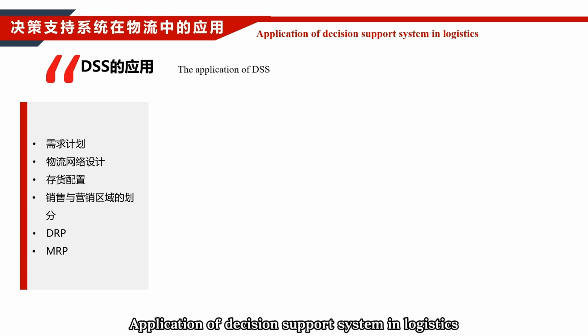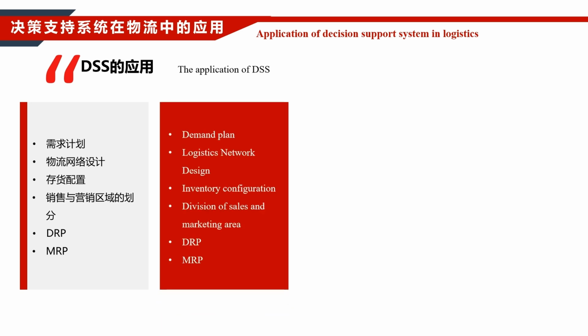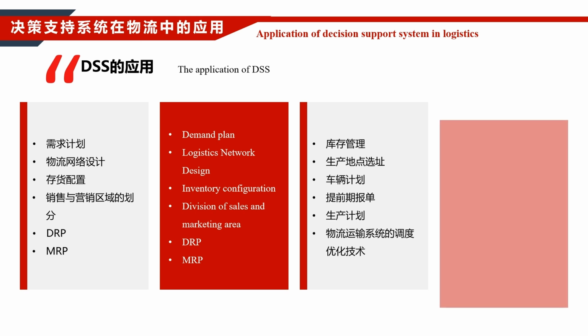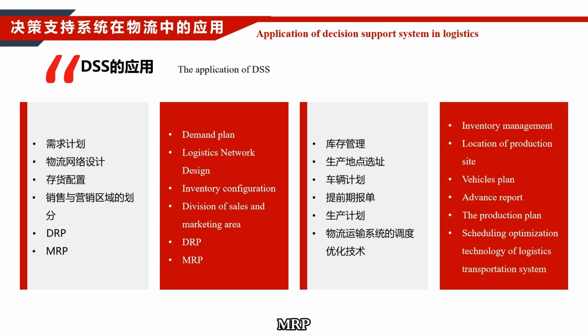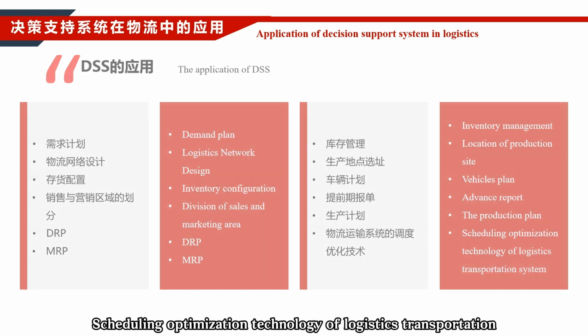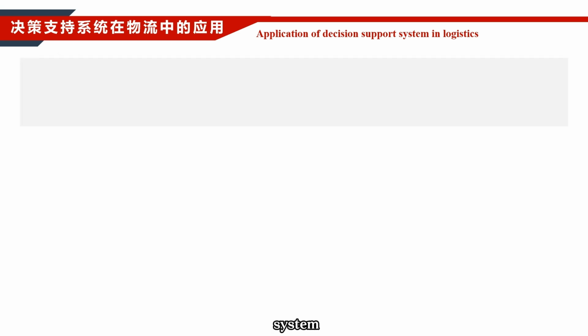Application of Decision Support System in logistics. Demand plan. Logistics network design. Inventory configuration. Division of sales and marketing area. DRP. MRP. Inventory management. Production site location. Vehicles plan. Lead time quotation. Production plan. Scheduling optimization technology of logistics transportation system.